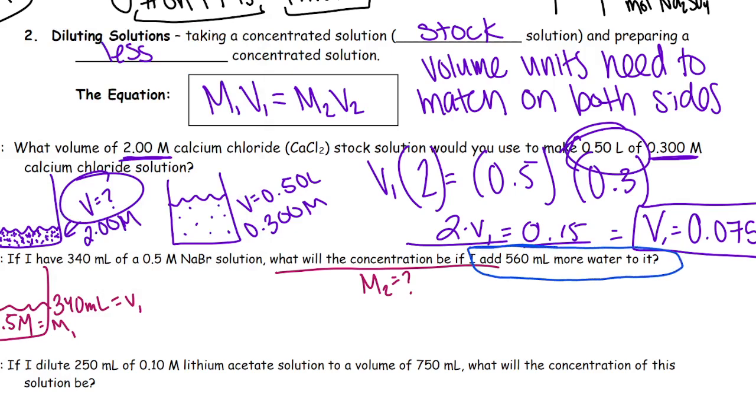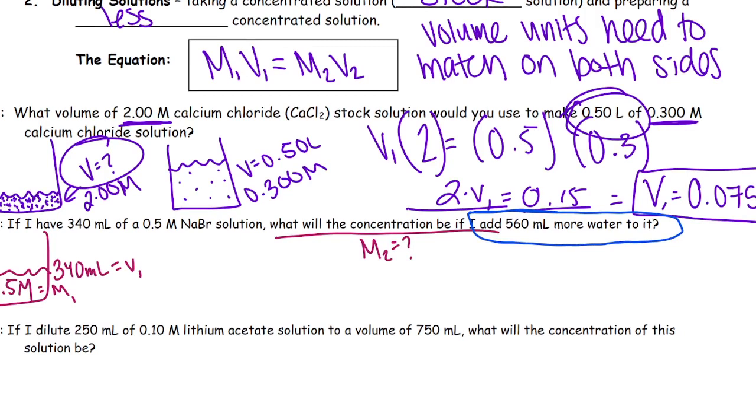So the way that this is worded, and the reason that I like to use pictures for this, is because this is not my new volume. My new volume is not 560. I'm adding 560 milliliters of water to this. So my new level, my V2, is going to be whatever my 340 is plus another 560 milliliters. So I'm going to write that. Do you see how I got that one?